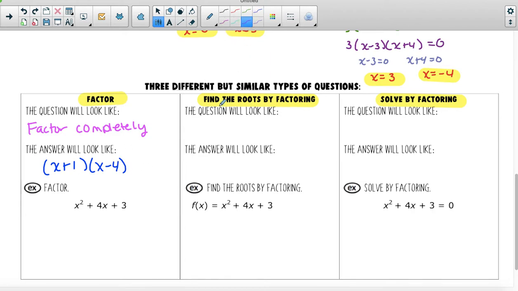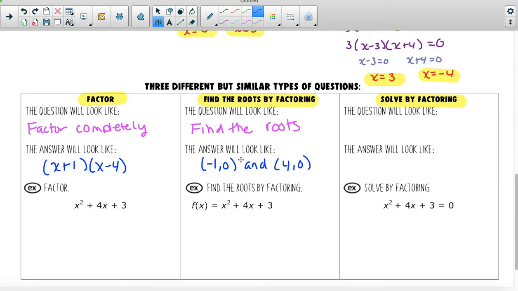So if it says to find the roots, it'll literally say find the roots. What your answer will look like when it says find the roots, that's actually asking for the x intercepts. So you'll actually have it as a coordinate, (-1, 0) and (4, 0). So you'll actually be looking for the x intercepts. Roots is another word for x intercepts.